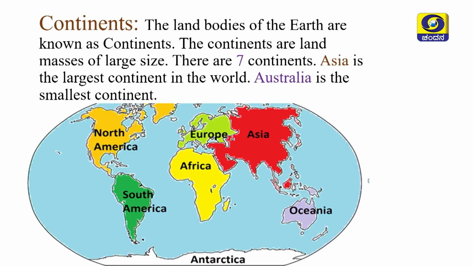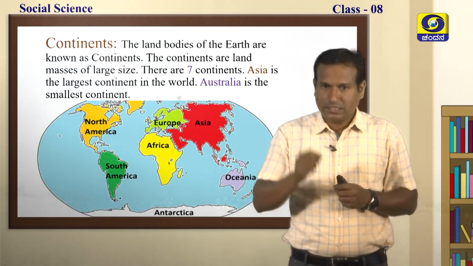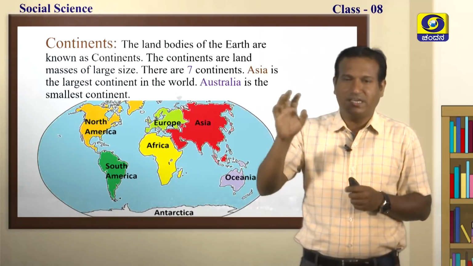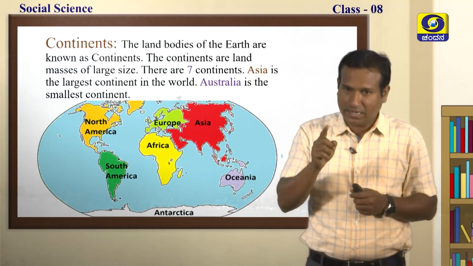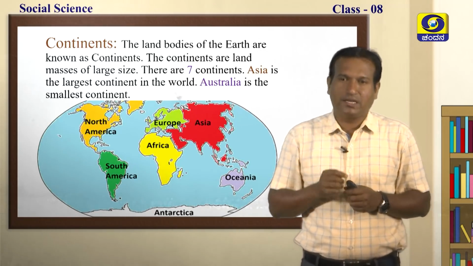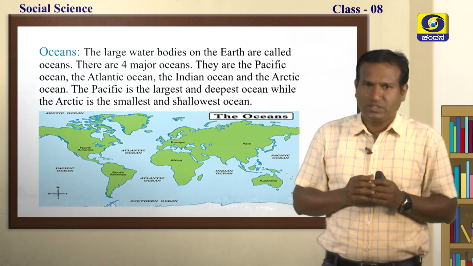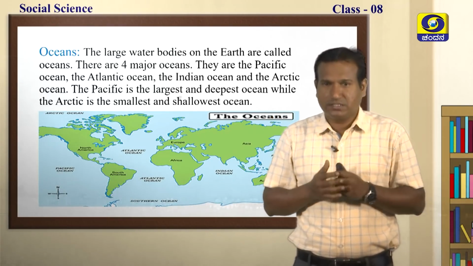There are Asia, Europe, North America, South America, Africa, Antarctica and Australia. Australia can also be called by another name, Oceania. The largest continent is Asia. The smallest continent is Australia. So, how many continents are there? There are 7 continents. Which is the largest continent? Asia. Which is the smallest continent? Australia.